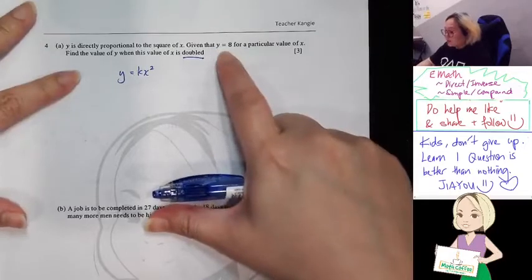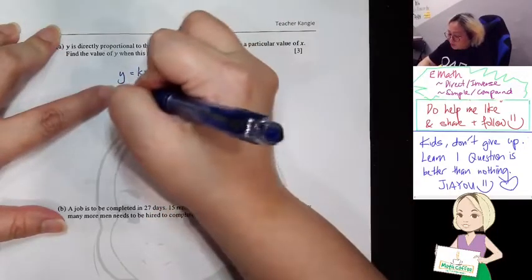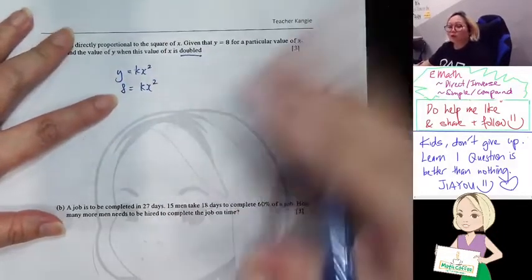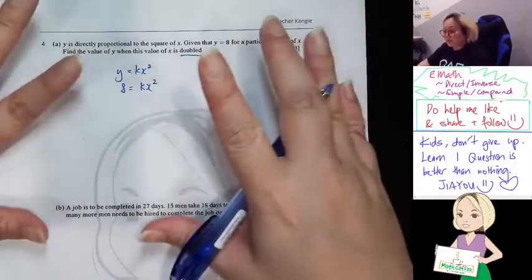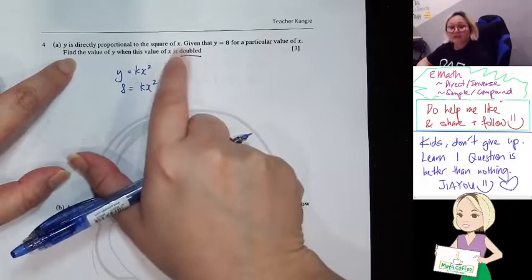So they say y equals 8 for a particular value of x. So I will say 8 equals kx squared. I don't know what my k is, I don't know what my x is. It's okay, we just leave it as it is first. Then they ask you, find the value of y when this value of x is doubled.